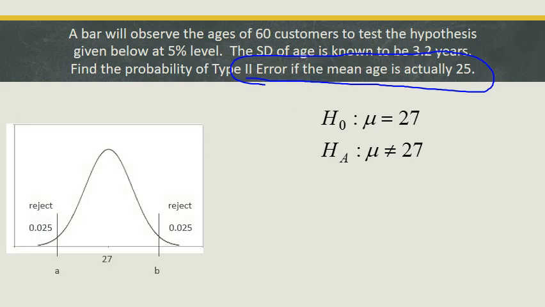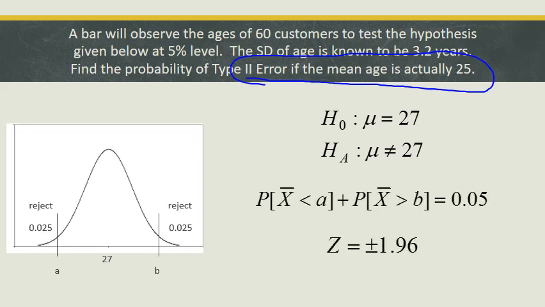Once again, we begin by finding the critical values. This is a two-tailed hypothesis, so there is an upper and lower critical value. Since the level is given as 5%, that means the area in each tail must be 0.025. For the z distribution, we know that this happens when z is equal to plus or minus 1.96.